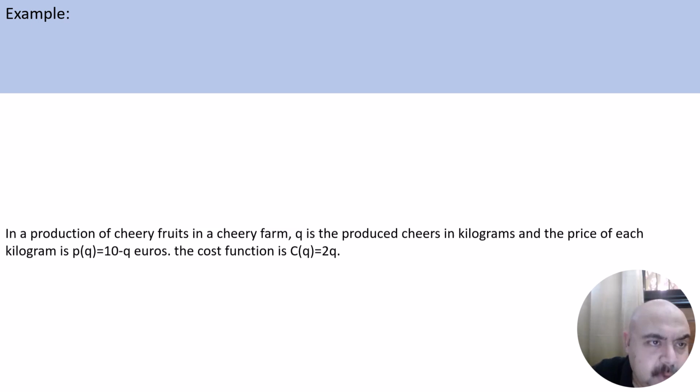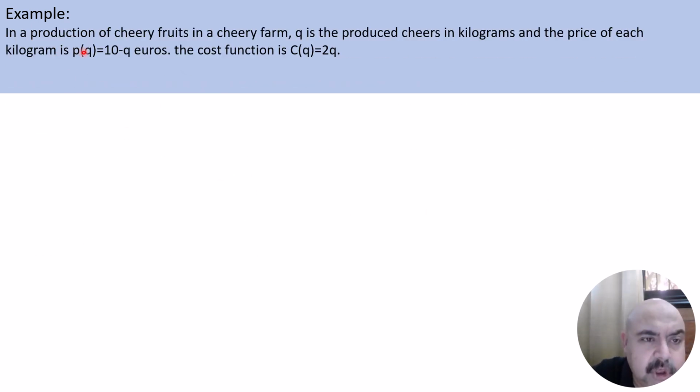Look at this problem quickly. Here it says, in a production of a cherry fruit in a cherry farm, Q is the produced cherries in kilograms and the price of each kilogram is 10 minus Q euros. So that's the price as a function of the quantity. The cost function is 2Q, and that's the cost function.